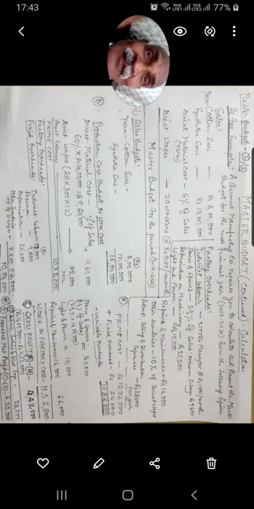So these are the budgets of different departments, approved and incorporated in master budget. So here you see the sales budget, here you see the material cost budget, here you see direct labor cost budget, here you see factory overhead budget, here you see administrative overhead budget. So all the budgets are incorporated.